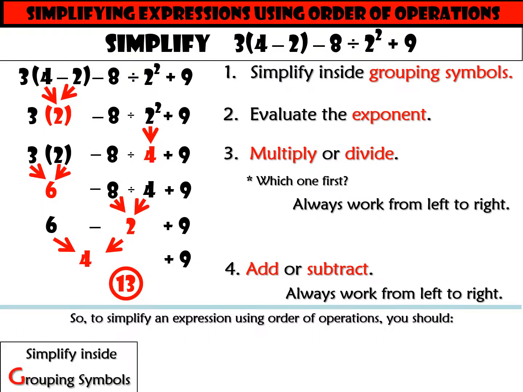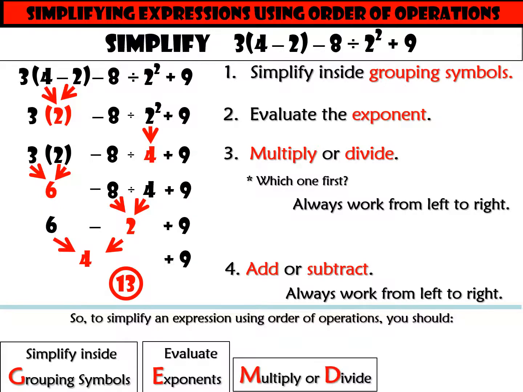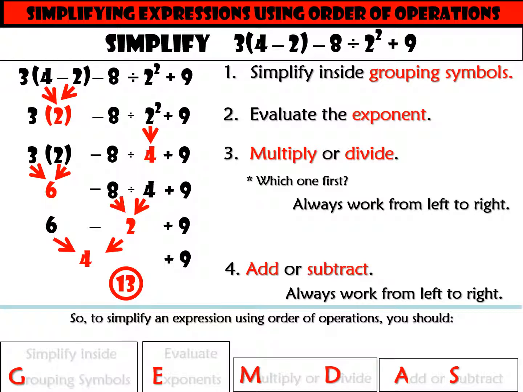So to summarize, we're always going to simplify inside of grouping symbols first. We're going to evaluate exponents next. We're going to multiply or divide next, depending on which one comes first. And then we're going to add or subtract, again, depending on which one comes first, moving left to right. And we have a handy little acronym to remember that. It's called GEMDAS.